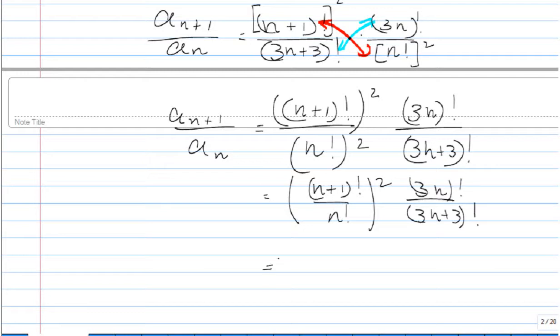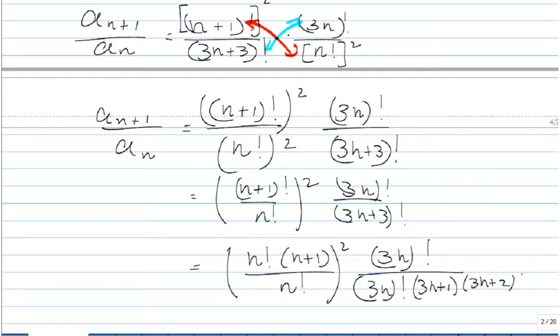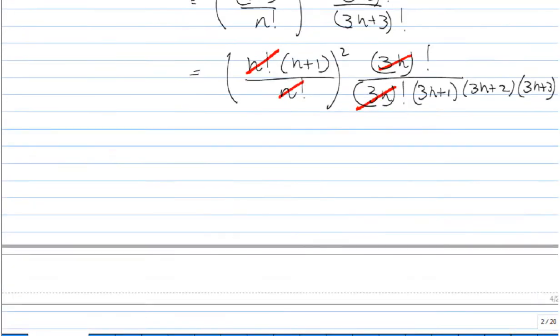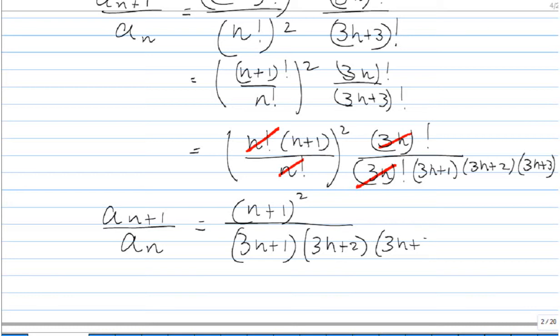So now we use the algebraic properties of the factorial. We know that (n+1) factorial is n factorial times (n+1), squared, and the (3n+3) factorial is (3n) factorial times (3n+1), (3n+2), (3n+3). So now we can cancel the n factorials and the 3n factorials to get a_(n+1) over a_n equal to (n+1) squared over (3n+1) times (3n+2) times (3n+3).